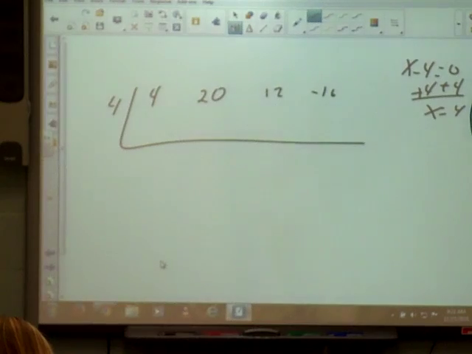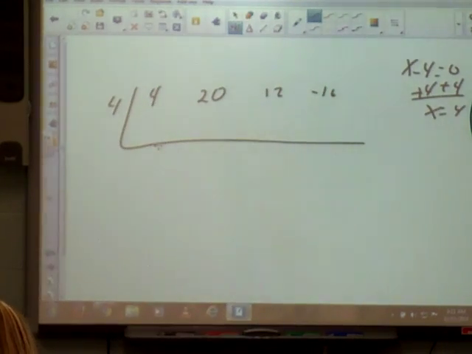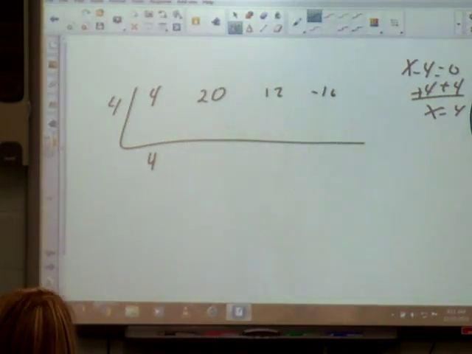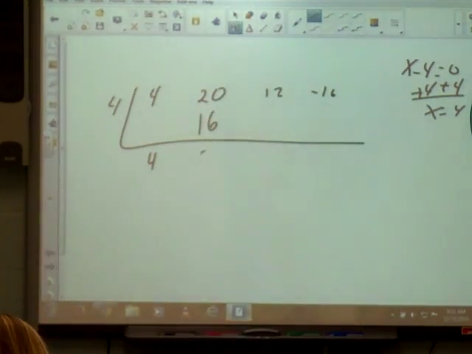Now, you'd be surprised how many people were working this throughout the day yesterday, and they came and said, I don't know where I messed up. I looked at it, and right here they brought down a 1, because that's what the majority of them in our notes look like. You don't bring a 1 down, you bring that number down. Okay? So I'm going to drop my 4. Then I multiply. 4 times 4 is 16. Then I add. 20 plus 16 is 36.